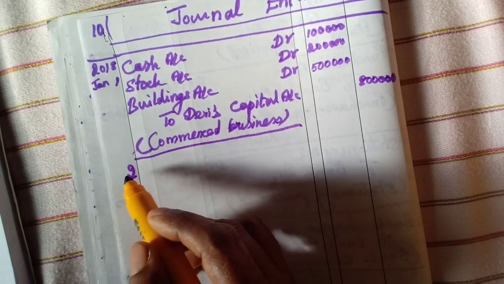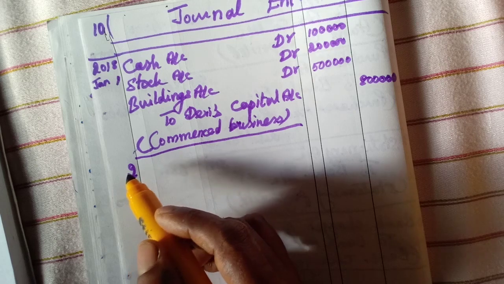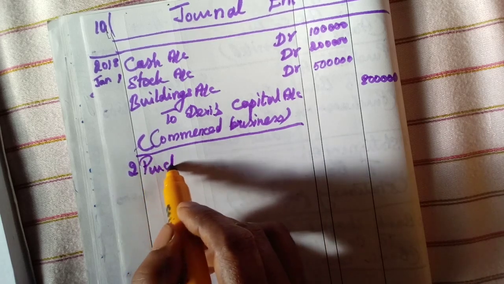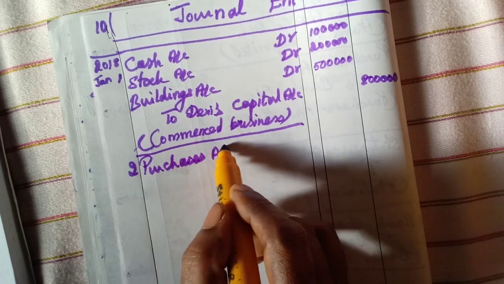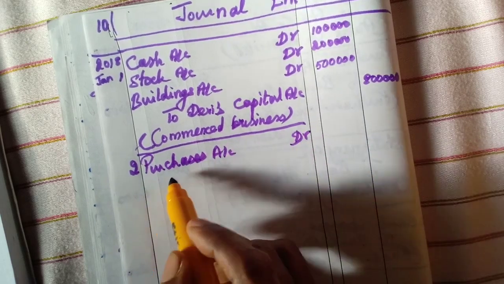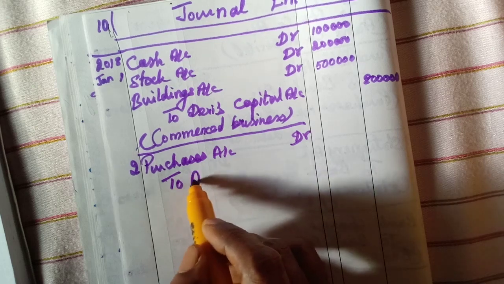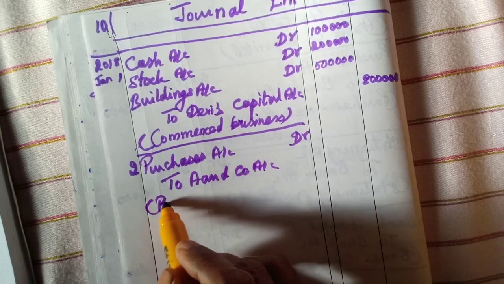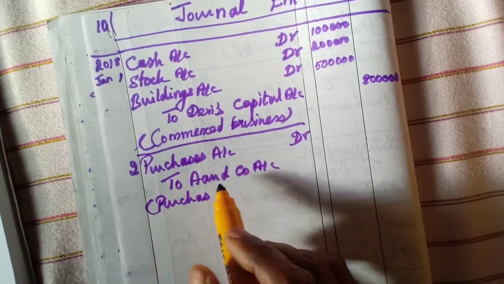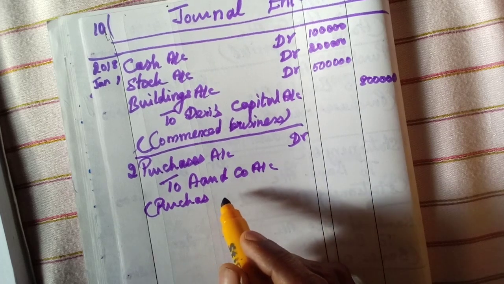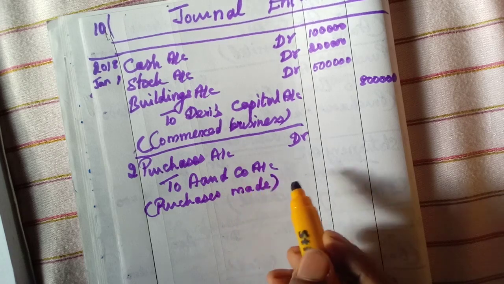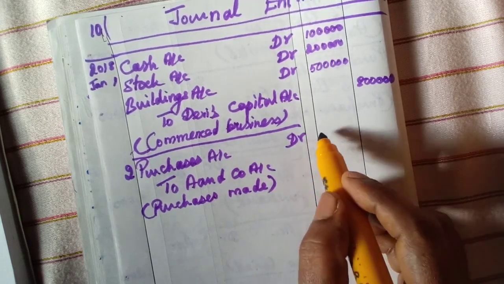Okay, 2. Purchased goods from A and Co on credit. So here A and Co is the giver, we need to credit. Purchased goods is considered as purchases. Okay, nominal account, debit the expense. So purchase account debtor to A and Co account. Purchases made or purchased from A and Co, anything you can write. Okay, purchases made, 3 lakh.